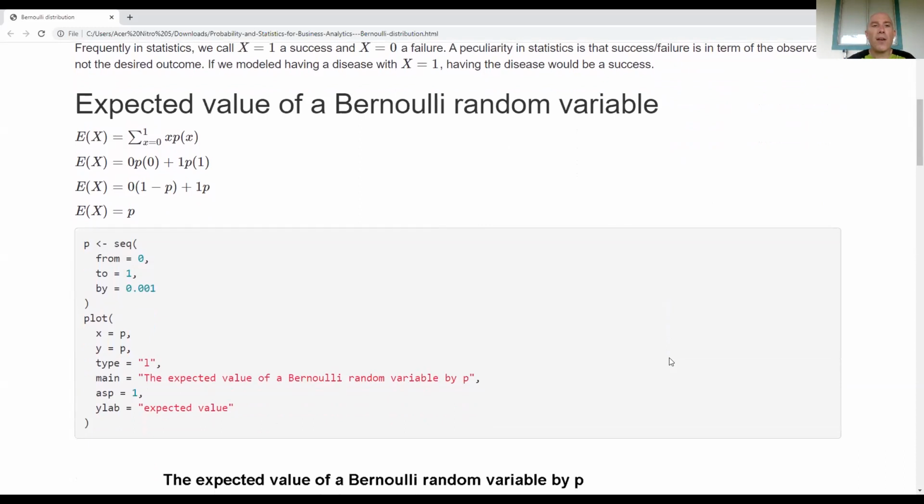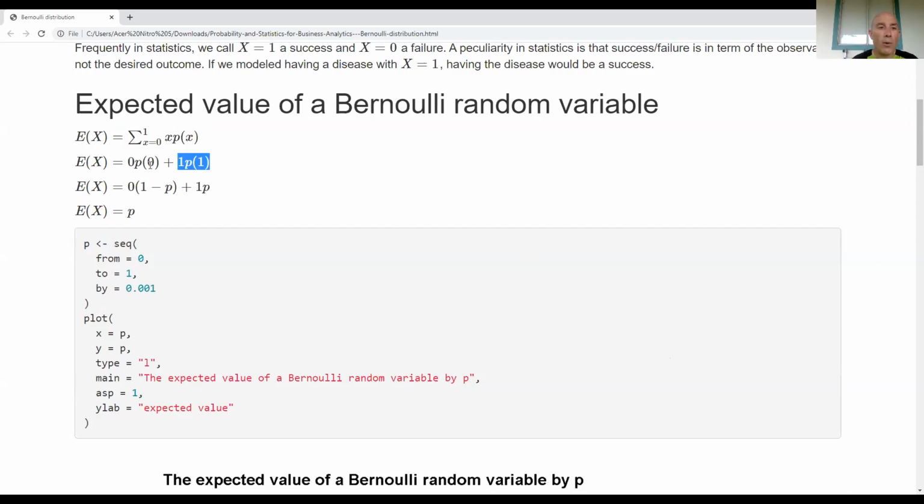All right, so let's take a look at the expected value of Bernoulli random variables. Remember that when I take an expected value, I take the value times its probability, and then I add them all up. So in our situation, we have 0 and we have 1. When I plug in 0, it will be 0 times the probability of 0, and 1 times the probability of 1. I add them all up, and that's what I get here.